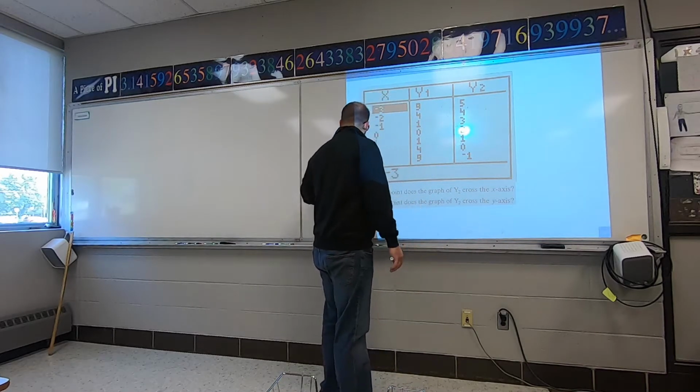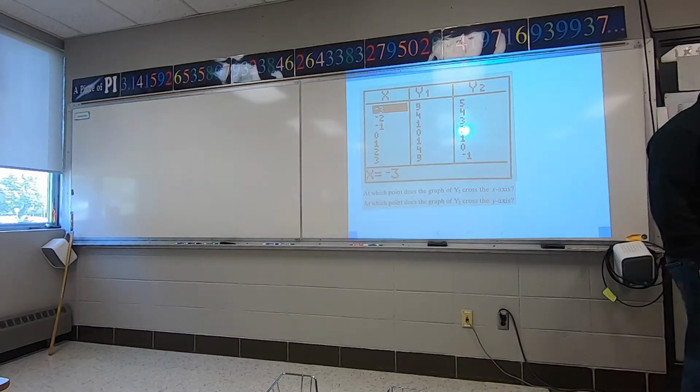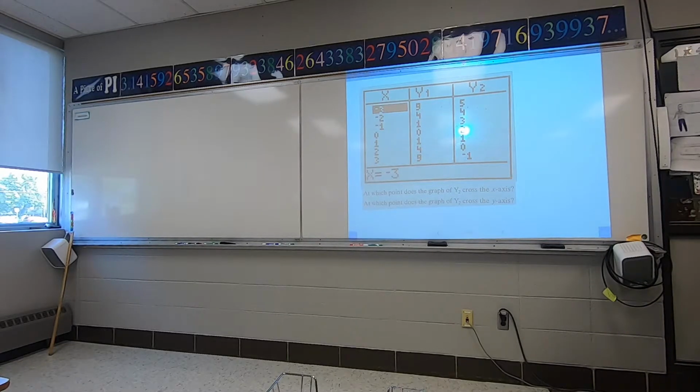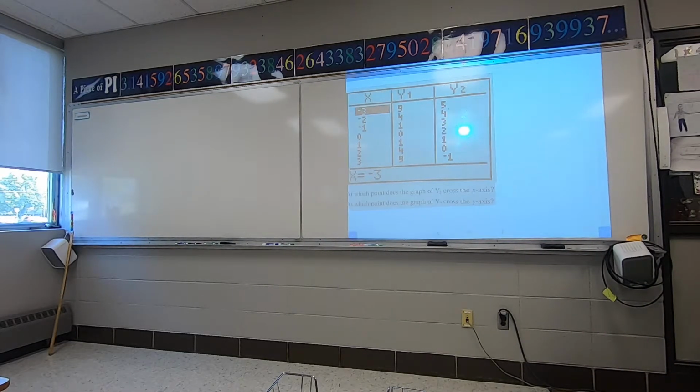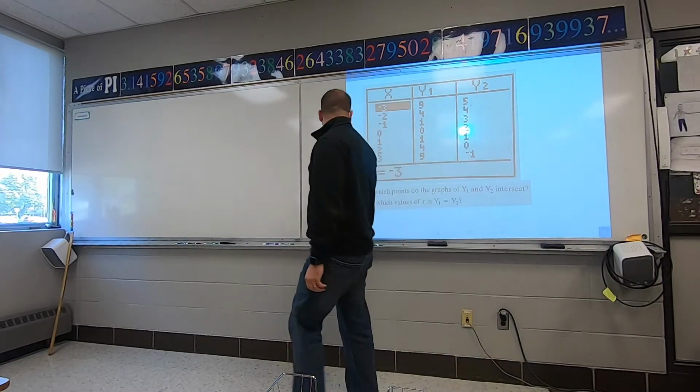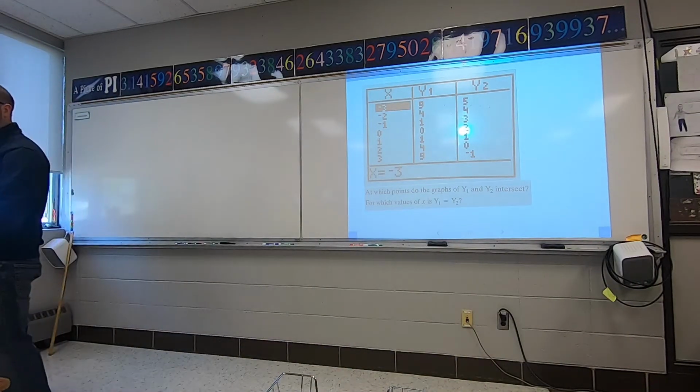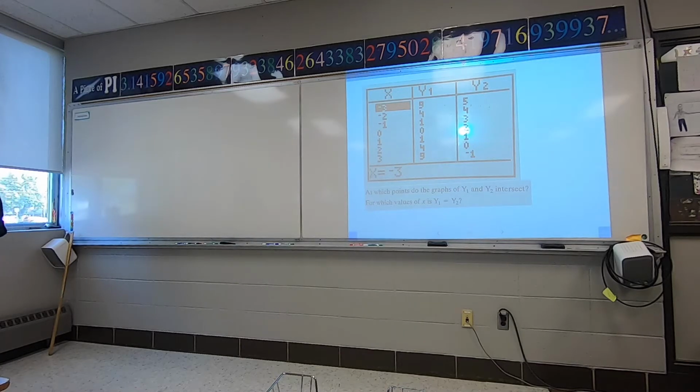Okay, let's do one more data interpretation. This is one more data interpretation question, and we'll get to the more challenging questions after this. The last two are kind of challenging. At which points do y1 and y2 actually intersect? Where do they touch? And once you know where they intersect, you have to tell me the x number where they intersected.